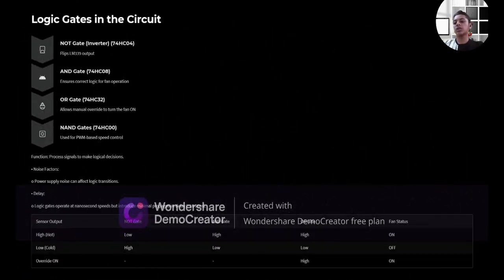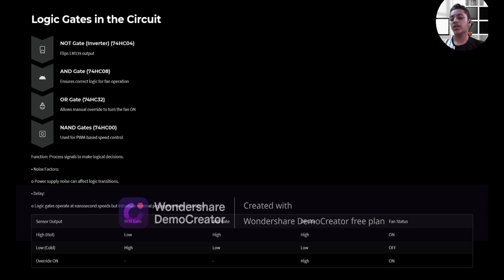Now the fourth is logic gates in the circuit. There are seven types of logic gates. Some logic gates that are used in our circuit. First is the NOT gate, it flips the LM339 output, and AND gates ensure correct logic for fan operation. OR gates allow manual override to turn the fan on. NAND gates are used for the PWM based speed controller. The function is to process signals to make logic decisions.